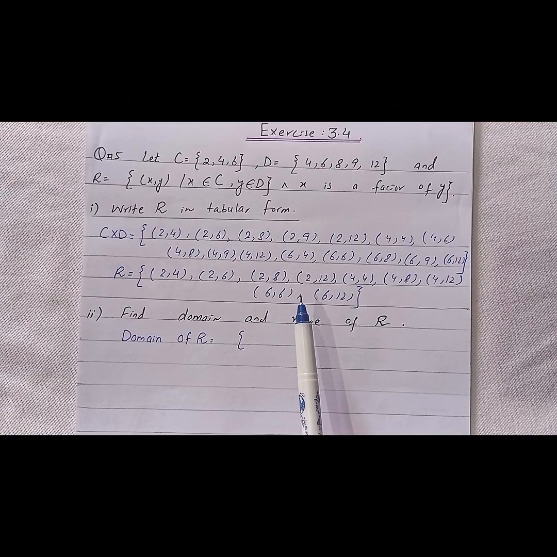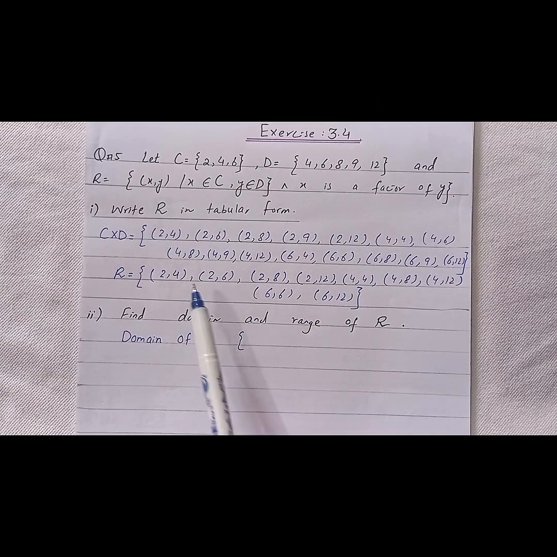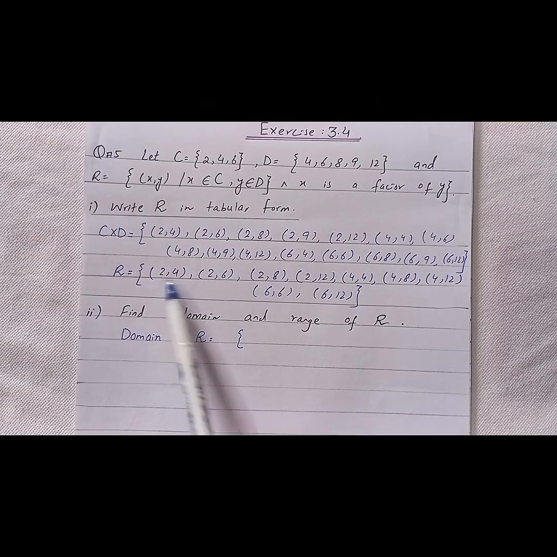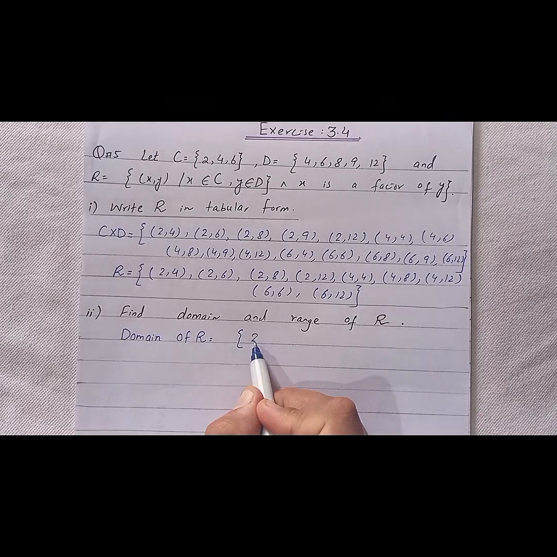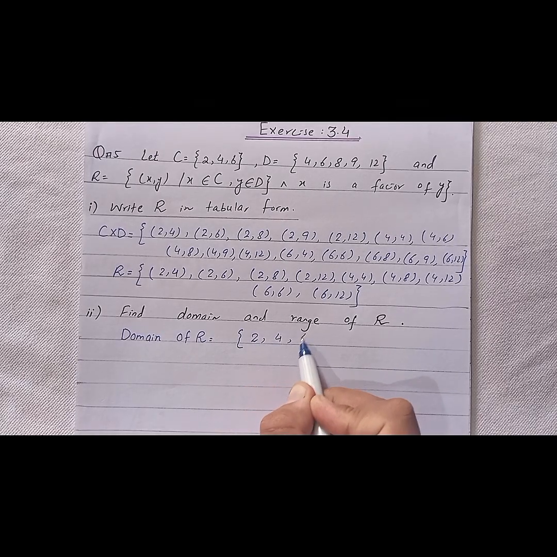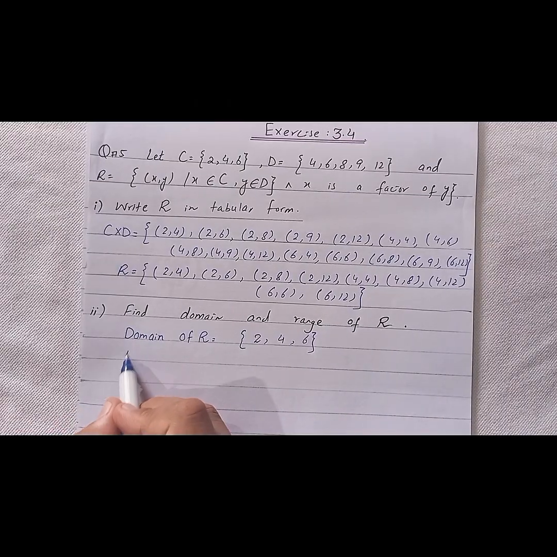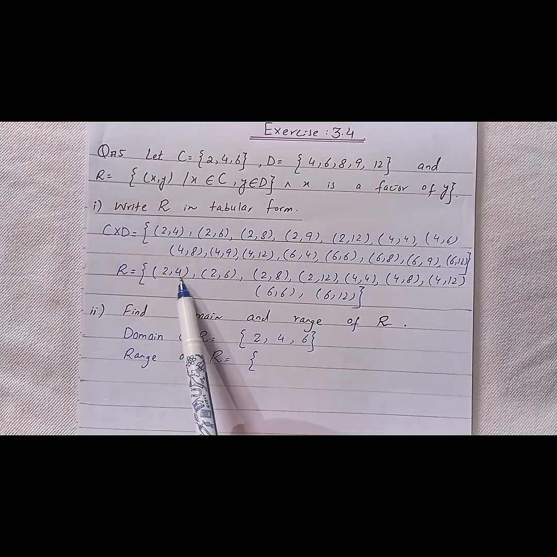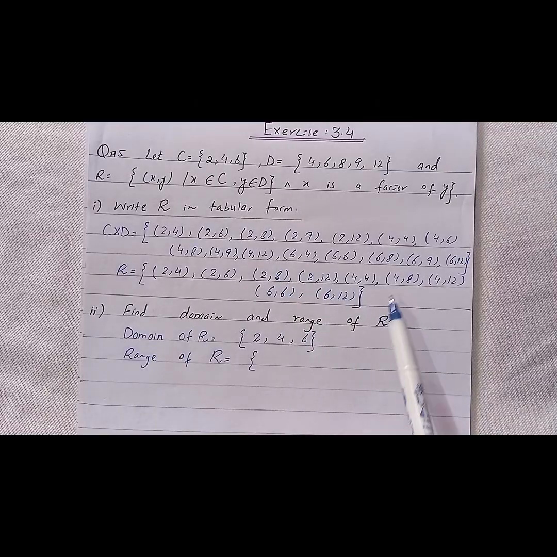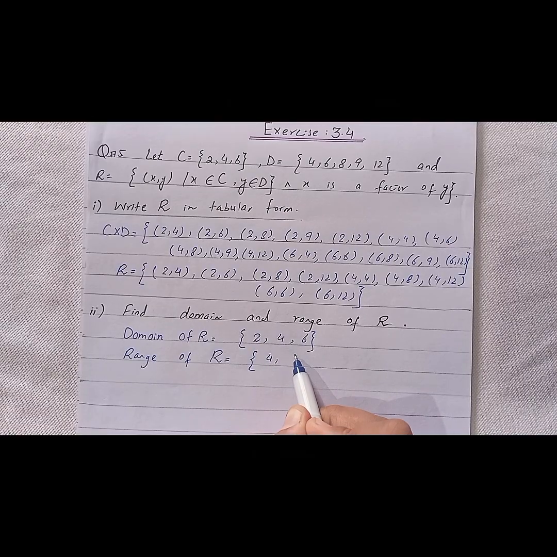So we have to find the domain of R. Domain means the first element of each ordered pair, like 2, 4 and 6 is the domain. So we write it as domain: 2, 4, 6. Range of R equals the second elements of the ordered pairs, like 4, 6, 8, 12, and then they are repeated. So the range of set R equals 4, 6, 8, 12.